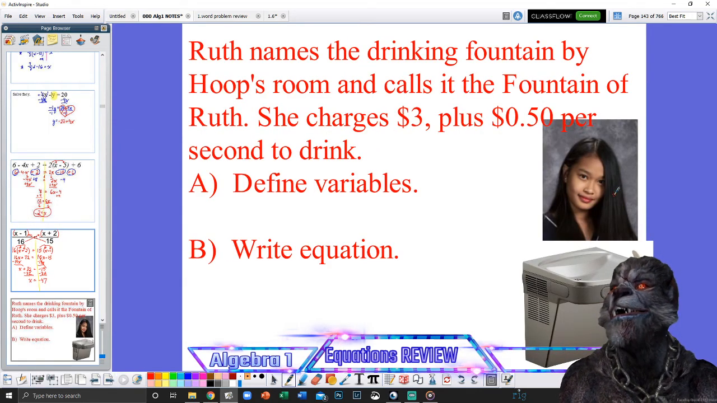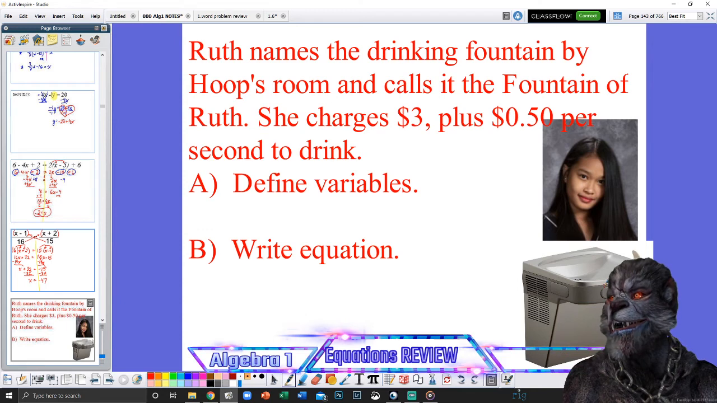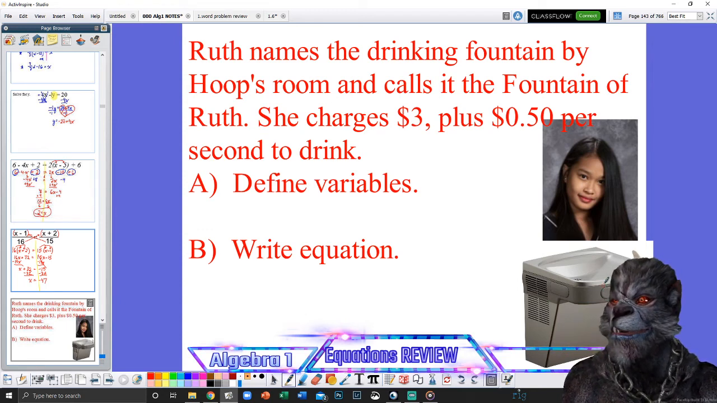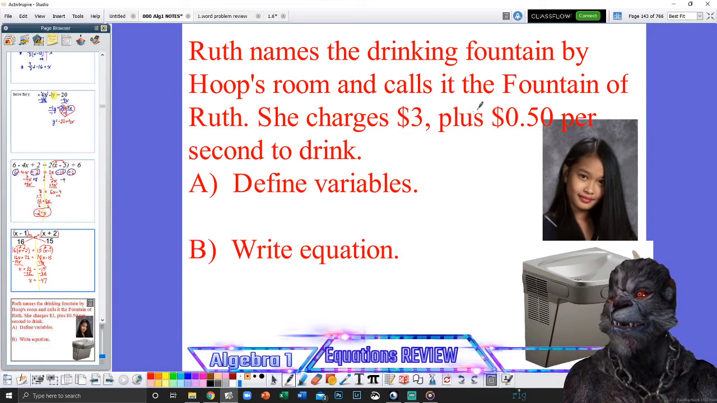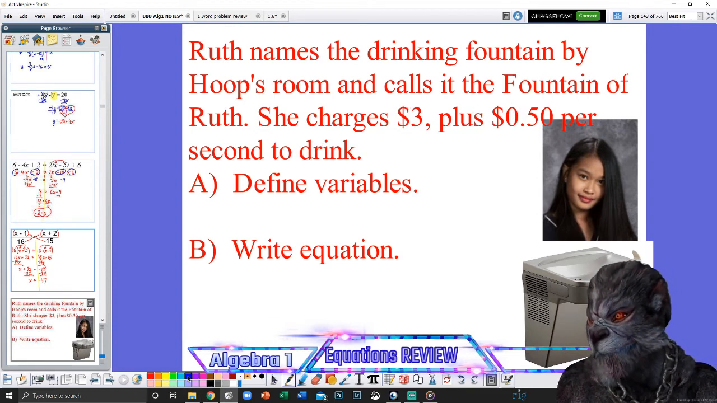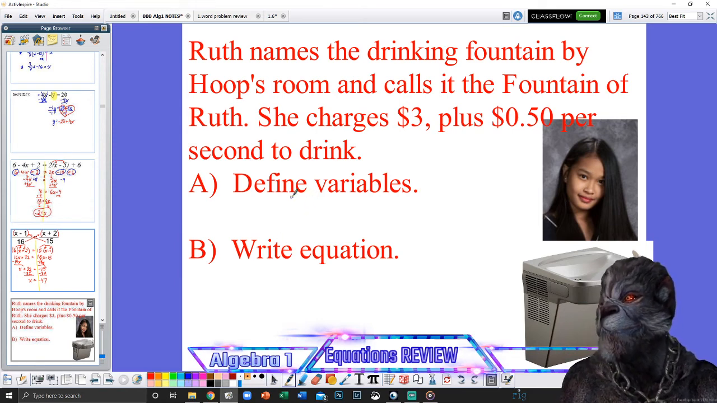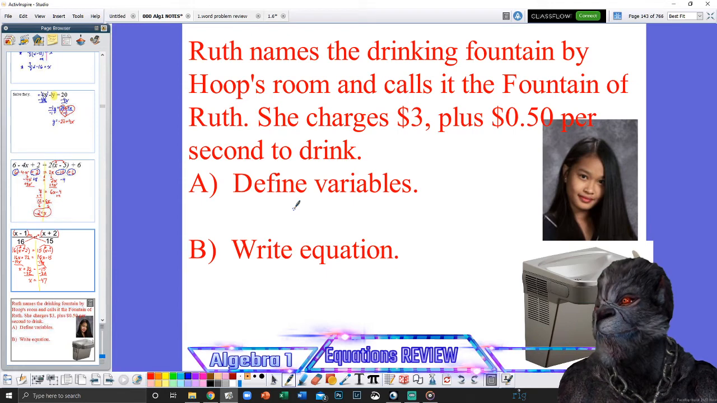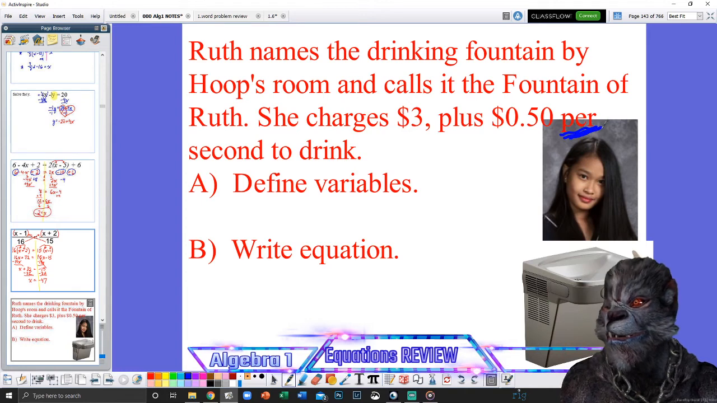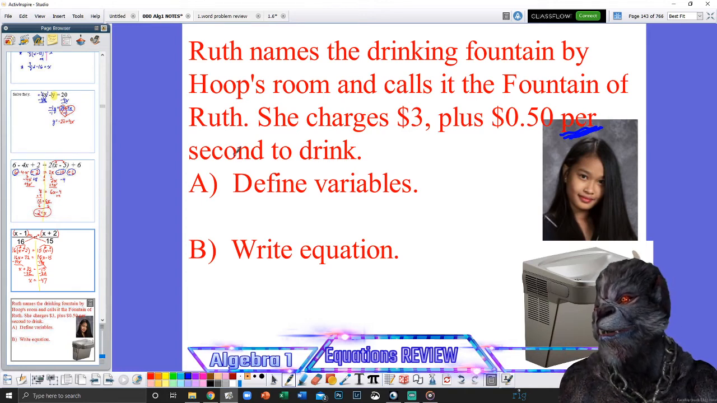Oh, now we have our friend Ruth. Ruth names the drinking fountain by Miss Hoop's room and calls it the Fountain of Ruth. She charges $3 plus 50 cents per second to drink. That's expensive. It's an expensive drink. Hey, let's define the variables. So first, we have to figure out what's going on here. I'm looking for the word per or each. Look, there's the word per second.